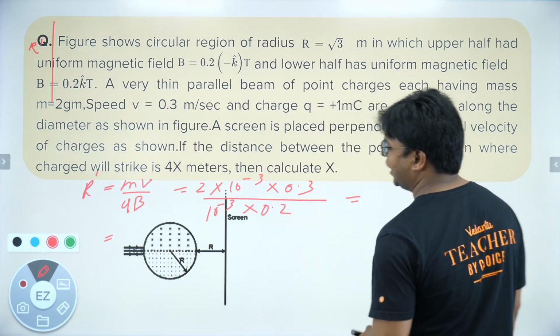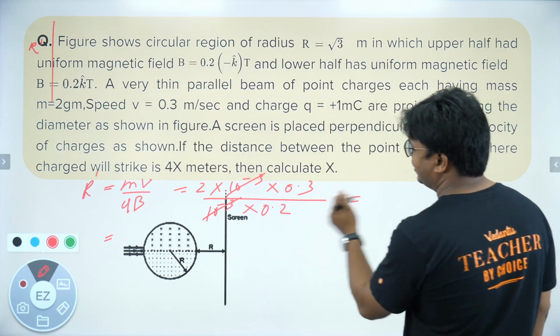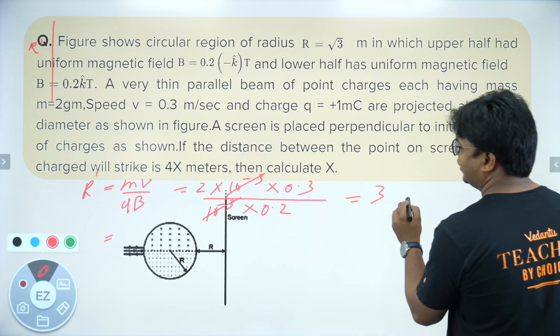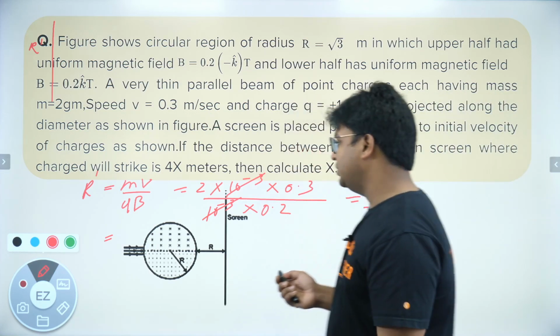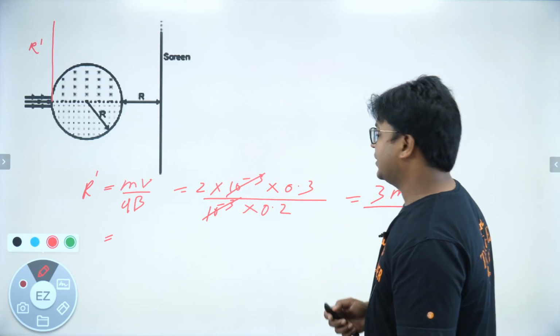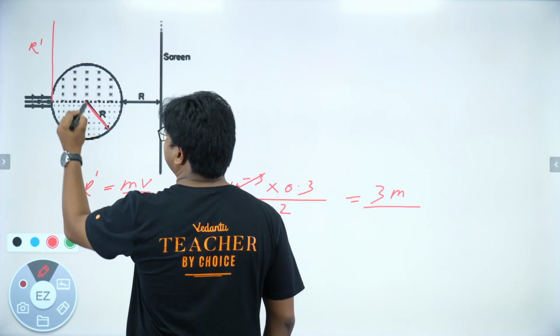When I do the calculations, I cancel these two and I end up getting 3. So 3 meter is the radius. r prime comes out to be 3 meter. All right, so this is 3 meter. This r was root 3 meters.